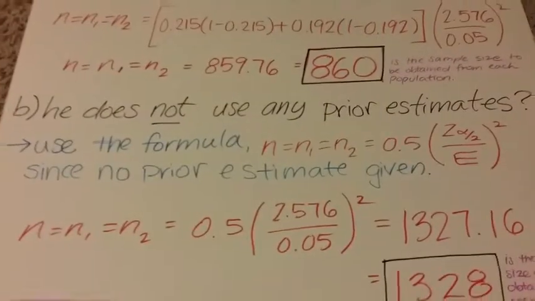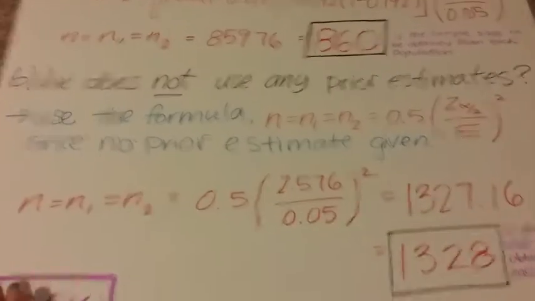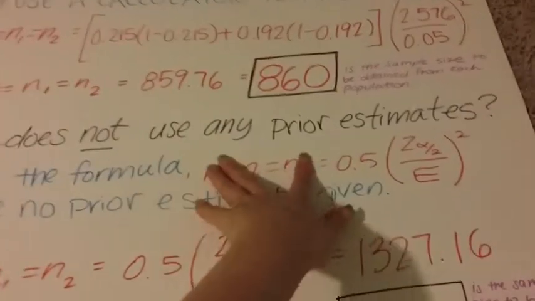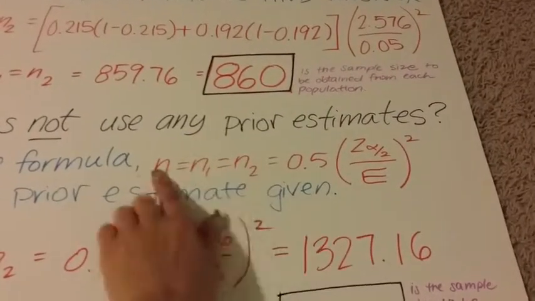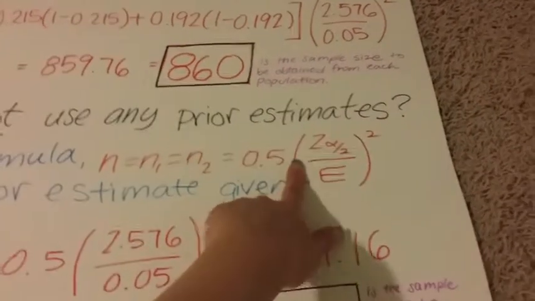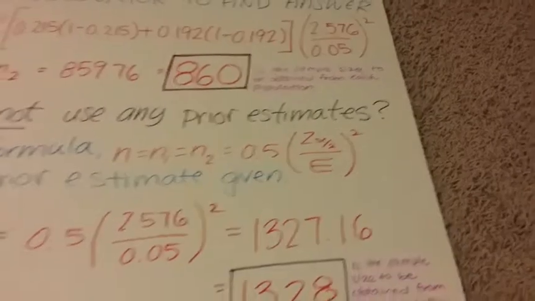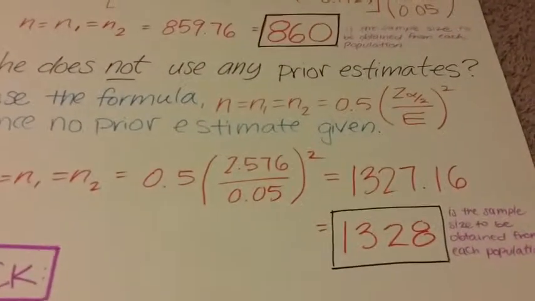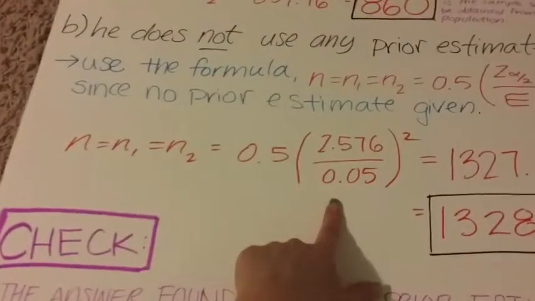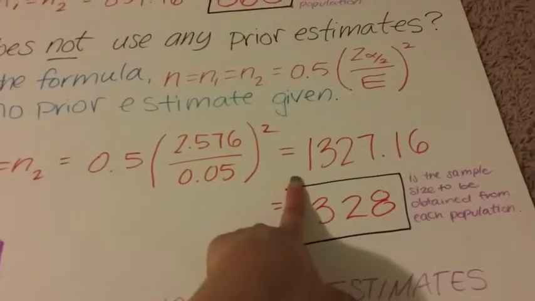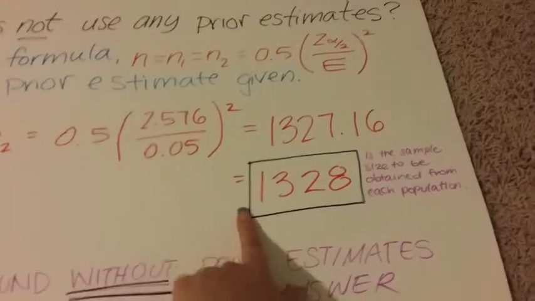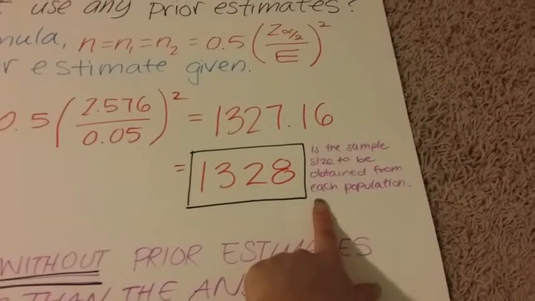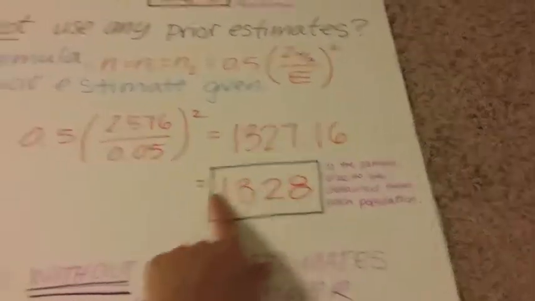Part B in the problem asks us to do the same thing, except we're not using any prior estimates. So in our equation, all of the p hats are going to be eliminated, and instead we're given 0.5. And the rest of the equation is the same. So we already have these values, so all we really need to do is plug it in. And the answer I got was 1,327.16. And again, we round up. And this is the sample size to be obtained from each population.